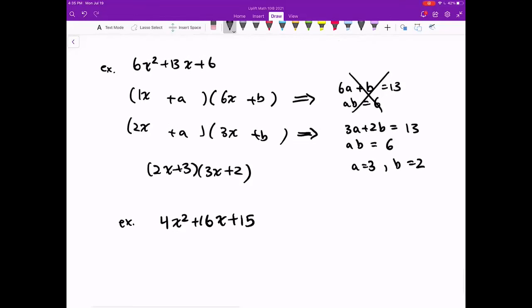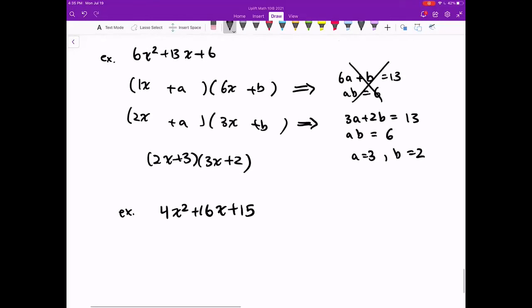Do you know how to do this way, or should I explain it? Using your method, I've never seen that way before. What's the other method? You multiply the leading coefficient with the constant, and then you just brute force through all the possible factors and do the a times b and then a plus b thing.